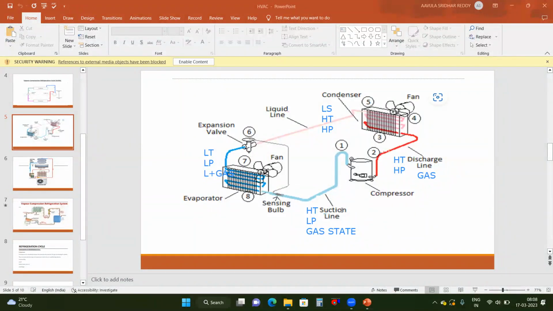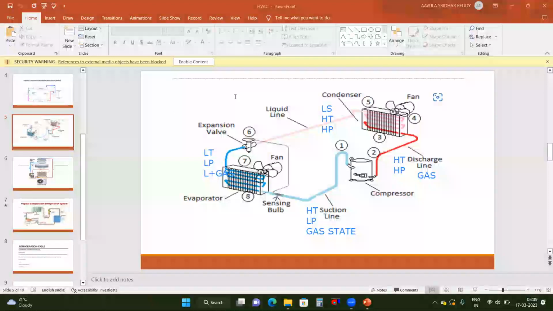It goes to the evaporator, and in the evaporator, we have a fan blowing over the evaporator, so that chilled air is sent inside the room. After the evaporator, the liquid plus gas is converted into gaseous state, with high temperature and low pressure, and it enters the compressor. So this is the working of the refrigeration cycle.